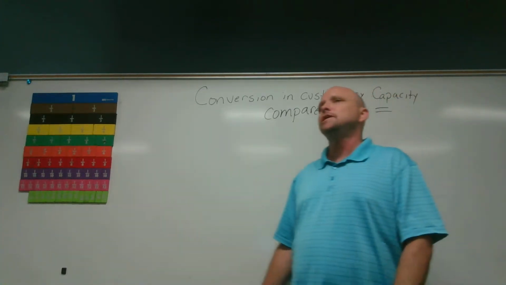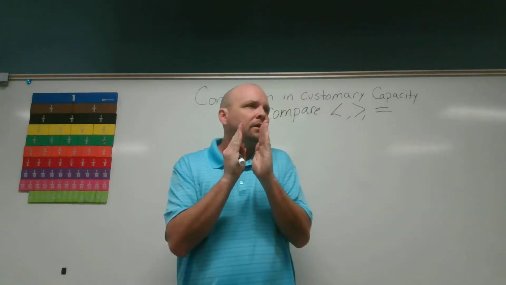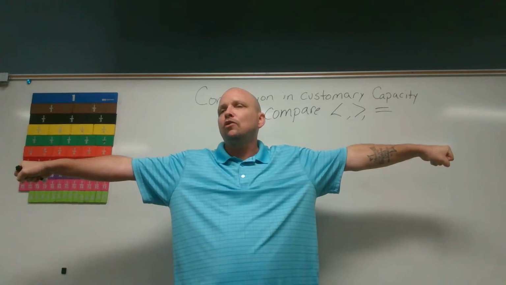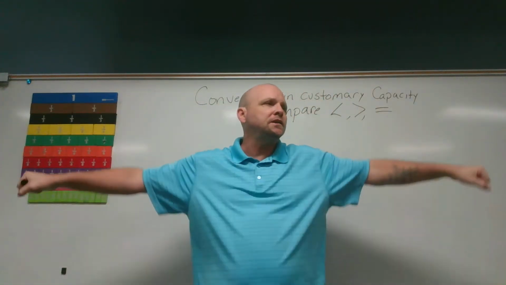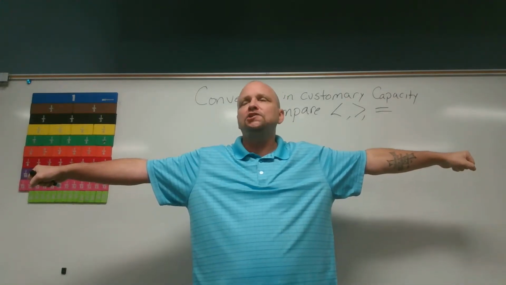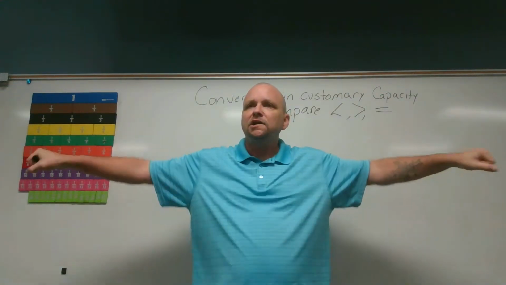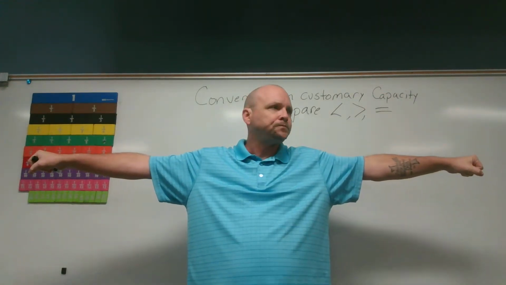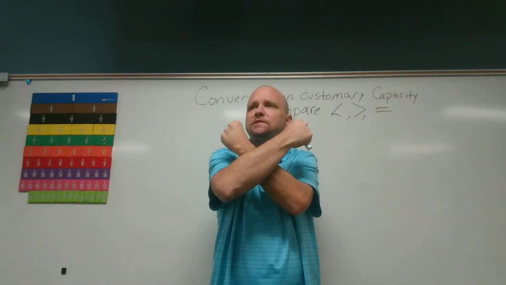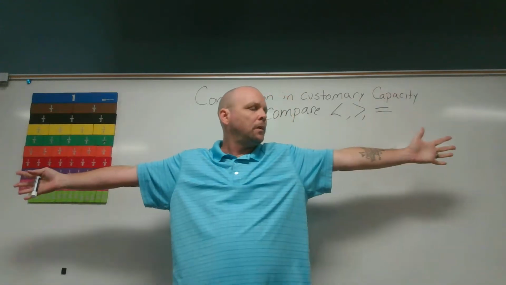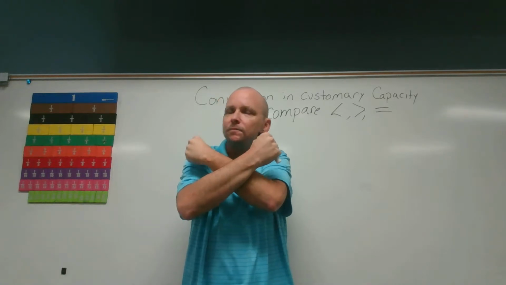So we're going to learn to compare from a smaller unit, like a cup, to a bigger unit, like a quart. If you're starting with a smaller unit and you're changing it to something bigger, that's division. That's kind of a division sign here. So if I'm starting with pints, changing to gallons, it's division. However, if I'm starting with gallons and I'm changing to cups, it's multiplication. So if I'm going from a big unit to something smaller, then it's multiplication.